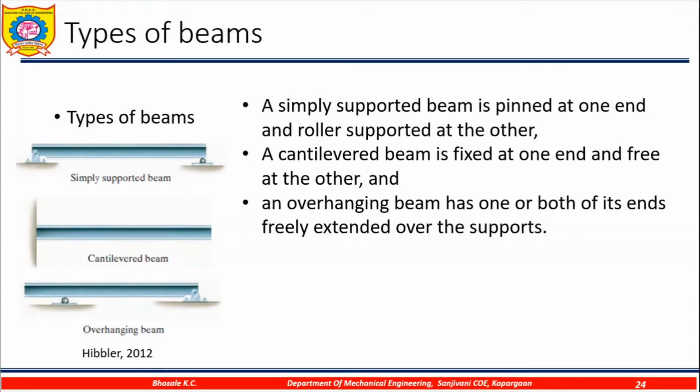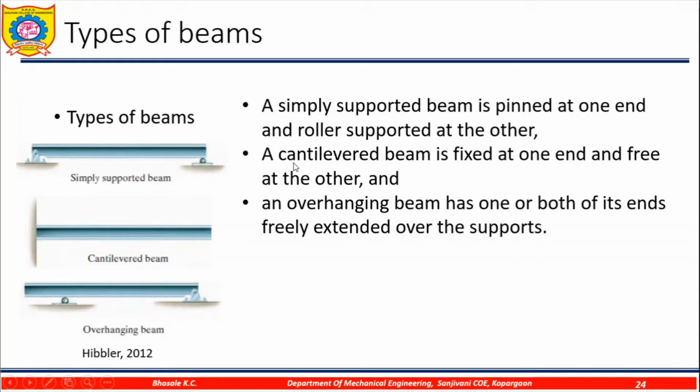One is the simply supported beam. So this is an example of the simply supported beam. Second is the cantilever beam, and third is the overhanging beam. A simply supported beam is pinned at one end and roller supported at the other. So there will be a roller support at the other end, and that beam will be called the simply supported beam. The length between the two supports, L, will be given and the load will be applied on the beam.